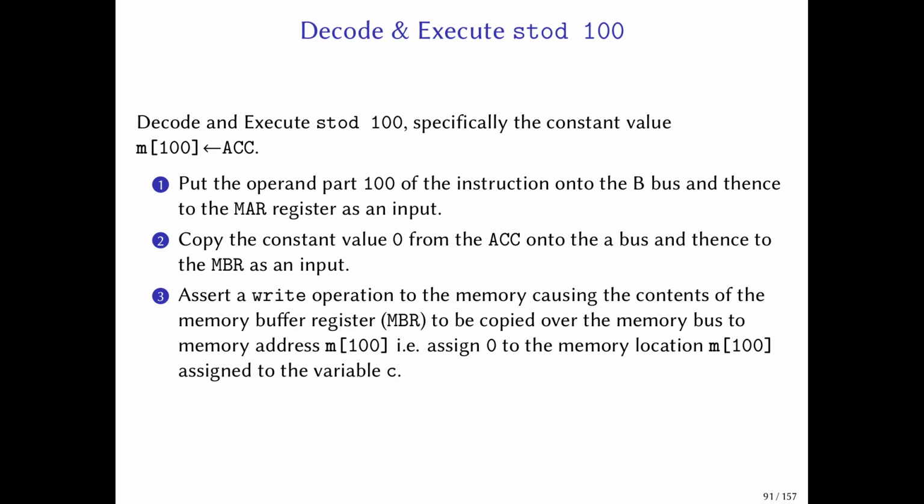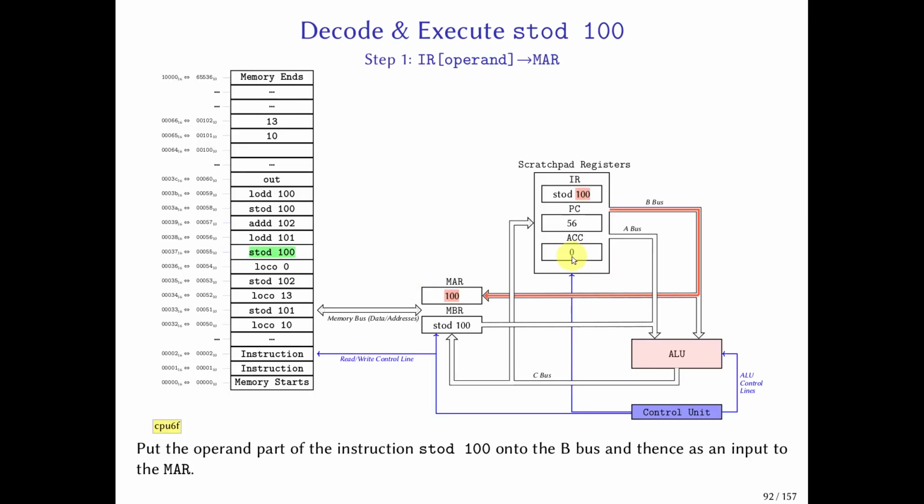And then if you look at the actions, you'll see that whatever value is in the accumulator (ACC) register gets copied from the accumulator register and sent to the memory address X. Now in this case, X is 100. So when we decode and execute store direct 100, the value that's in the accumulator, which is 0, the consequence of the last machine code instruction, which was loco 0, will get copied into the memory address 100.